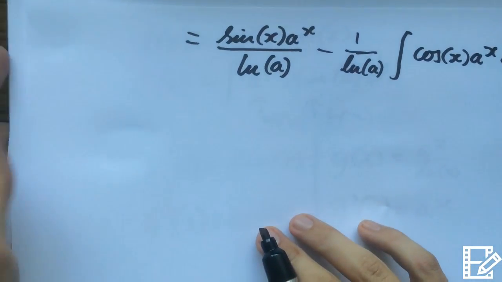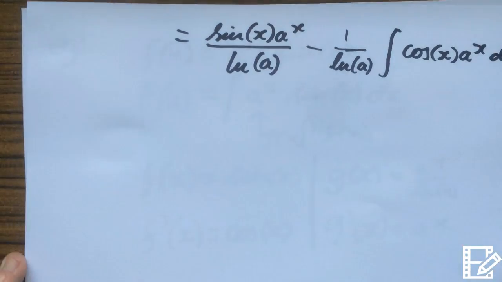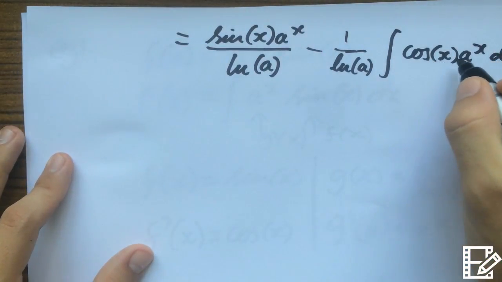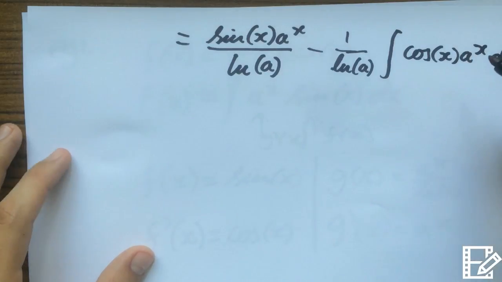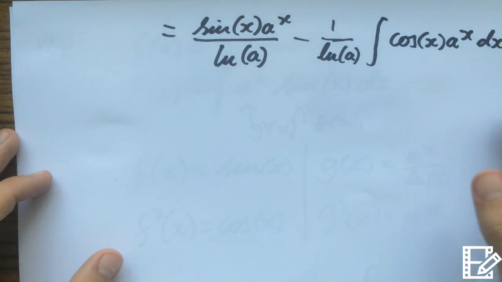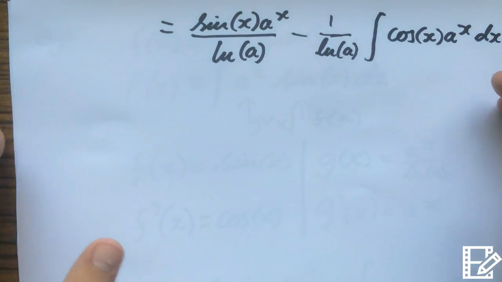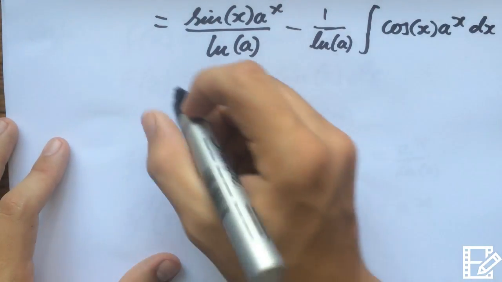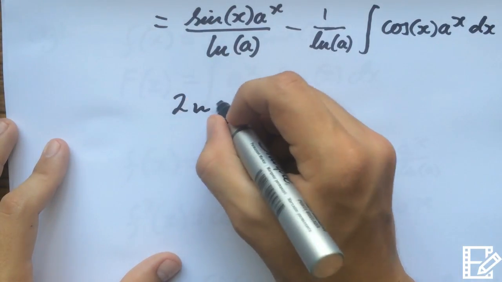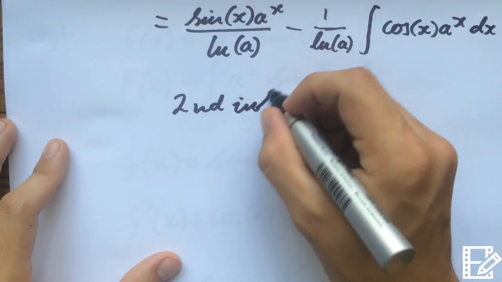Now, this leaves us with a bit of a problem. What's the problem? Well, we have two functions multiplied together, so we can't just solve it easy. We have to use another integration by parts. So second integration by parts.